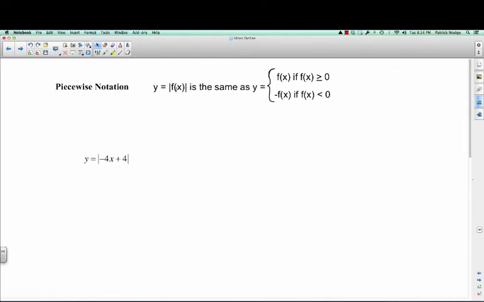So here you go, blow your mind here. y equals the absolute value of f of x is the same as y equals f of x if f of x is greater than or equal to 0, and negative f of x if f of x is less than 0. Okay, that's scary, right? Maybe an example will help here. We graphed on the other side of the page y equals the absolute value of x. And what we're saying here with piecewise notation is that another way of writing y equals the absolute value of x is to just say that y equals x, because sometimes they're exactly the same.